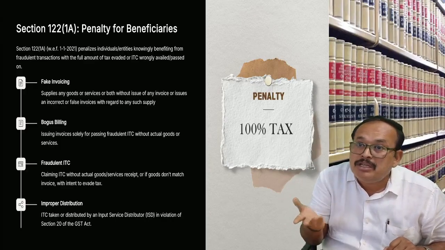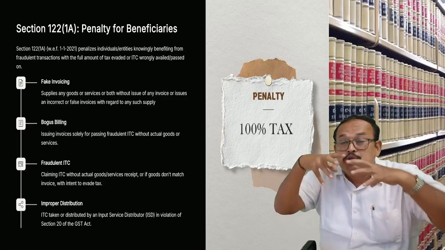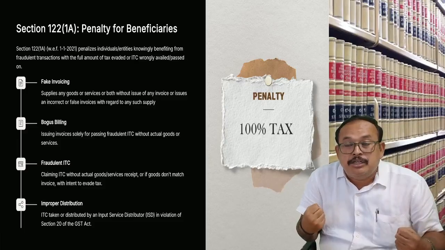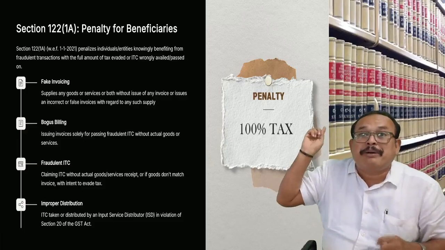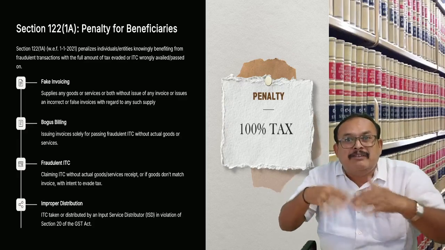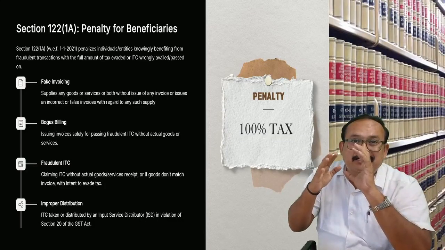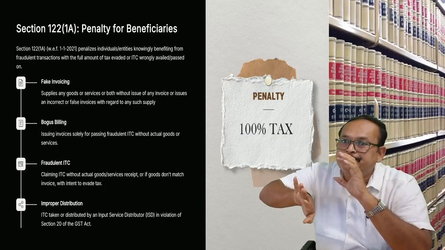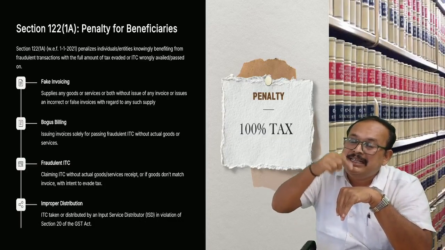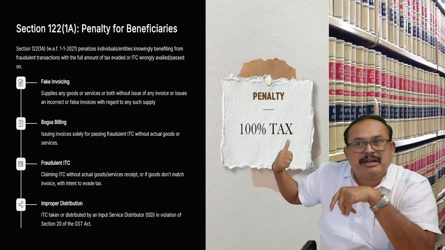Get my point? Because you supply to an unregistered person, the customer won't take any credit. So you collect the tax from the customer and don't pay it to the department. You say to the department it is a bill of supply, and the tax that you collected, you eat away. While eating away, give 50% to me. Like that, a mastermind is behind causing this offense. Such a mastermind is not a taxpayer. In spite of that, he is liable for the penalty.